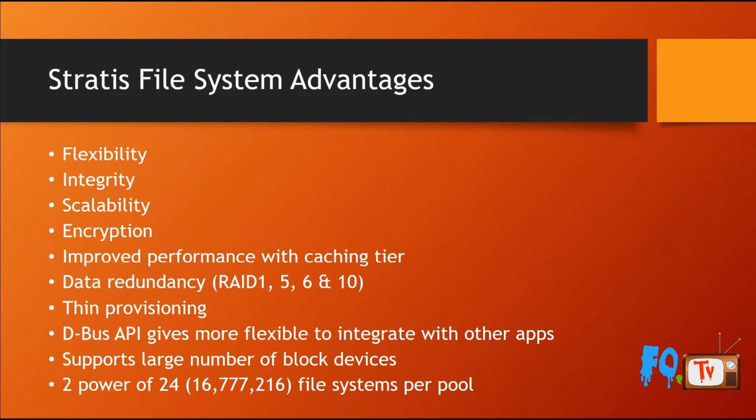The Stratis file system can support up to petabytes. Encryption is also not in place, but it comes in the next versions. Improved performance with caching tier: in the storage pool you can create a caching tier which can improve your performance. And data redundancy, like RAID 1, RAID 5, RAID 6 and RAID 10 will be supported in the Stratis file system. So the redundancy is a capability of the Stratis file system.